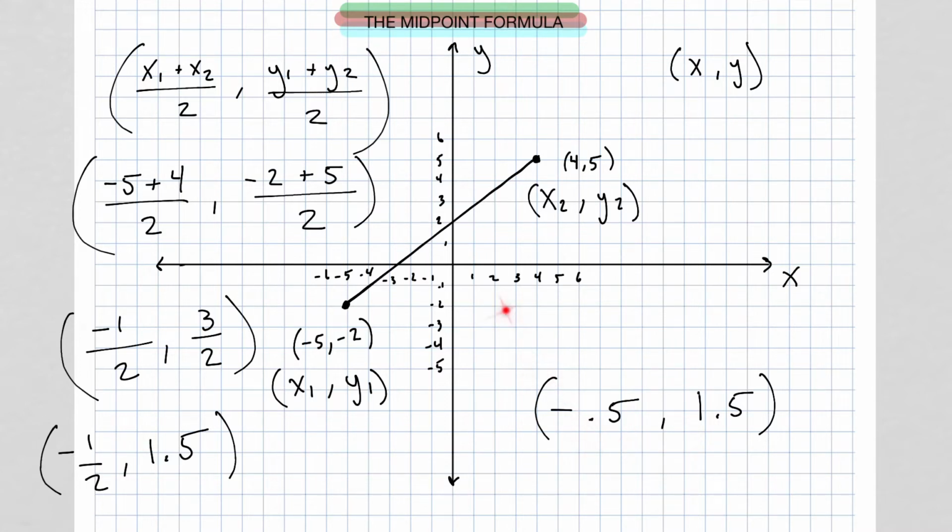Here's our graph. Here's negative 1, negative 2, so negative 0.5 is right here in the middle. I'm going to say it's right here, colored in red. And then 1.5, we're going to say 1.5 is here. And where those connect is right here. That's our midpoint, on this point. It's negative 0.5 and 1.5. Remember, this is your x, this is your y. x is negative 0.5 and y is 1.5.